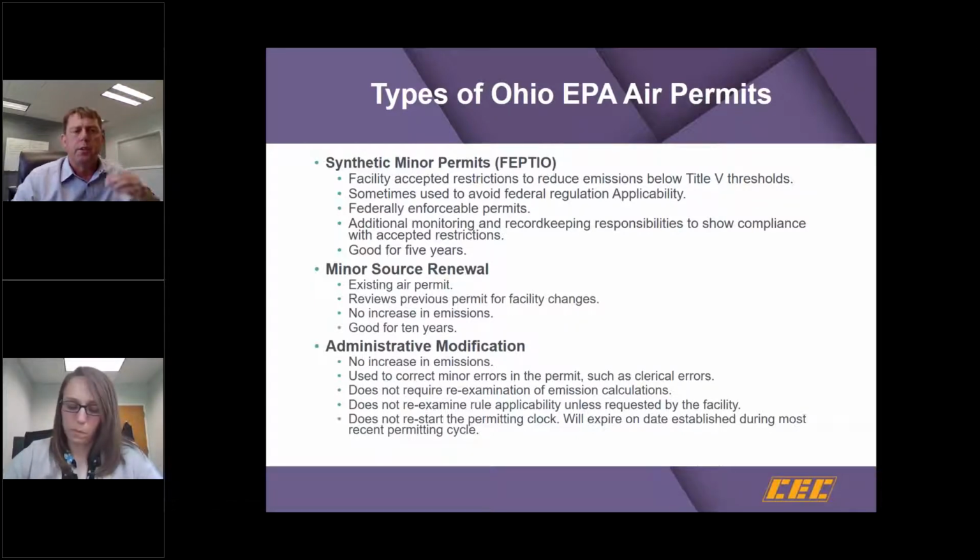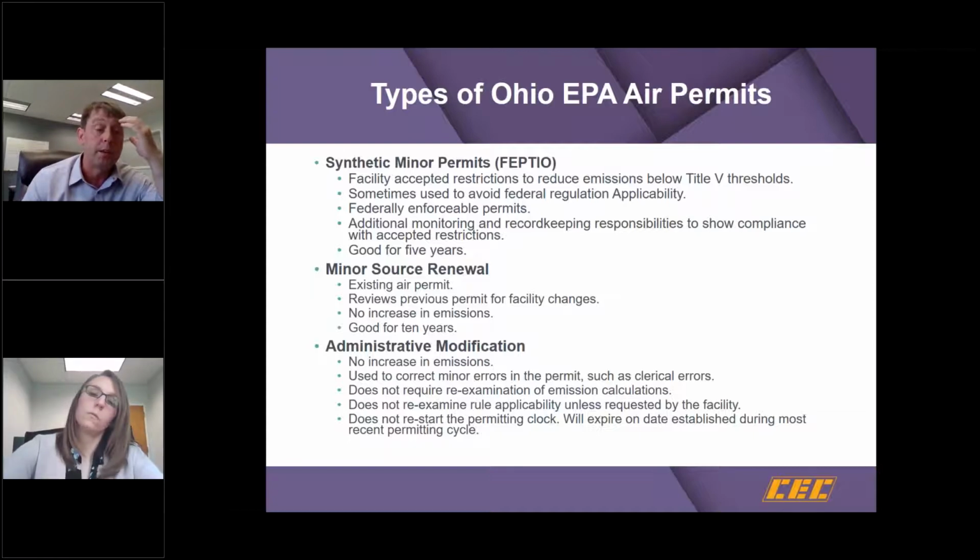Minor source renewals. You have your 10-year minor source permits. The expiration date is 10 years from issuance. You're going to deal with these for existing air permits, and when you have to do the renewals, you're just going to make sure that nothing has changed to change your permit applicability, and make sure there's no increase in emissions for these. And these are also going to be good for 10 years. So once you get your renewal, it's going to be good for another 10 years before you have to do it again, providing you don't make any changes or modify the facility in such a way that triggers a modification. That's all you will have to do, is just go through your renewal. Pretty painless process.